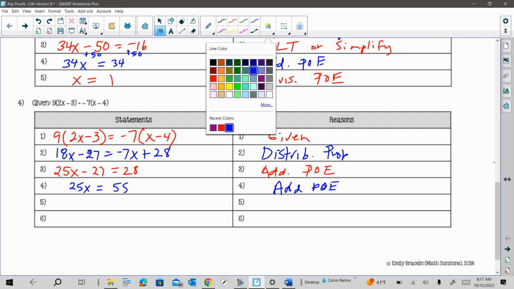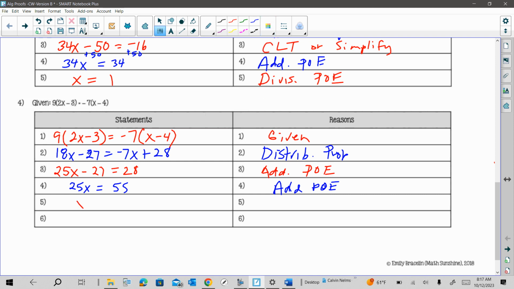To solve, we're just going to divide. Now, this is what happens. When we divide by 25 on both sides, we end up with this fraction, 55 over 25, using the division property. But this fraction can be reduced. You can simplify that, and that means it will reduce to x equals 11 over 5. And so all we did for that last step was simplify the fraction. Okay?